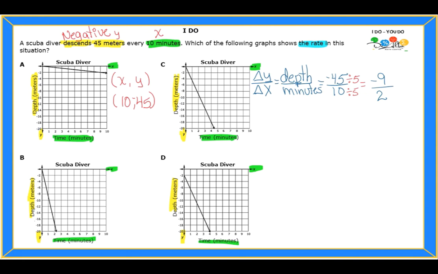So I see two equivalent ratios right now. Negative 45 over 10 and negative 9 over 2. They're equivalent, okay? So what I'm going to do next is I'm going to come back to my problem and I'm going to see if I can find those in the graph.